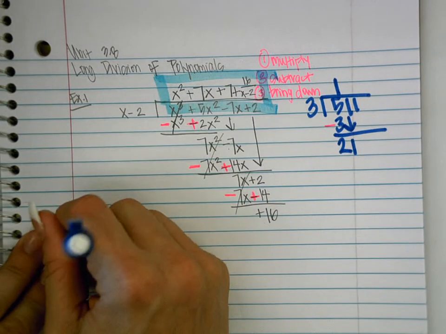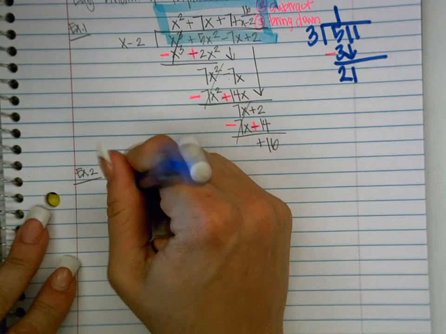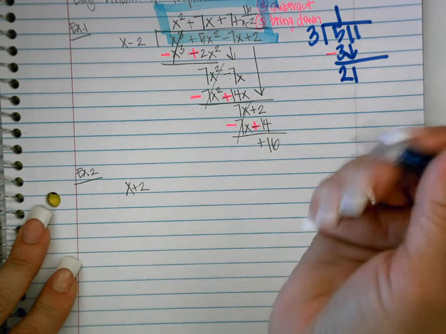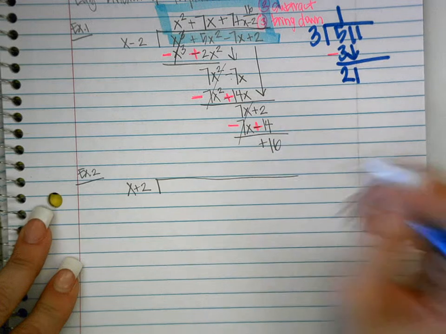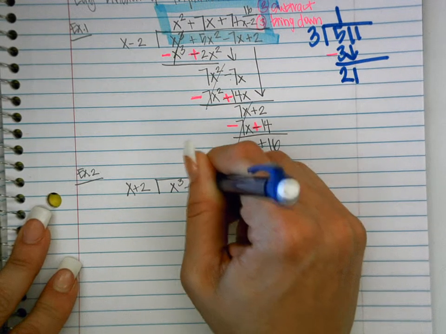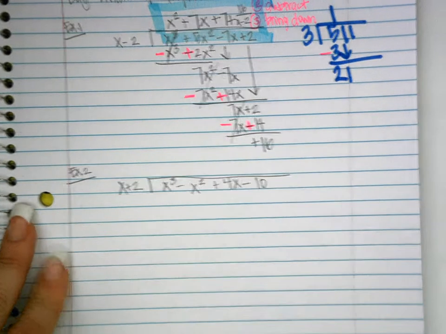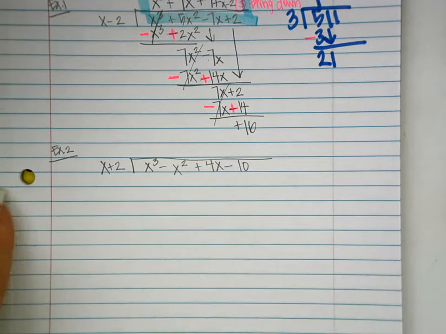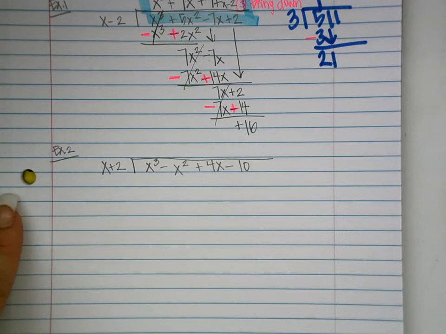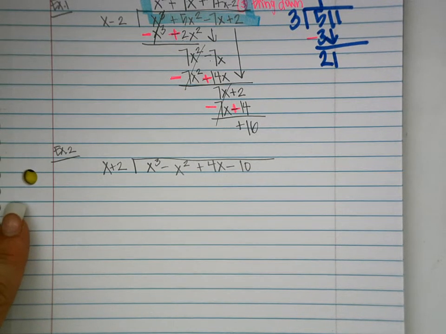Okay, let's try another one for number 2. Again, I would like you to divide x plus 2 into x cubed minus x squared plus 4x minus 10. Divide x plus 2 into x cubed minus x squared plus 4x minus 10. This better be done on Monday.